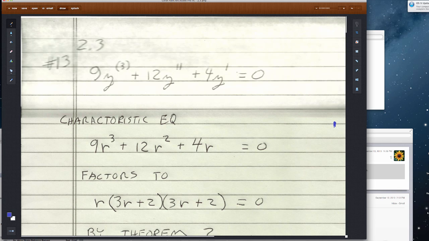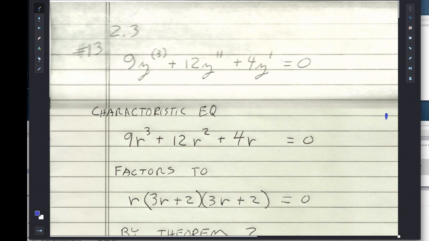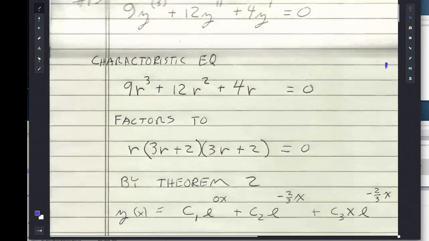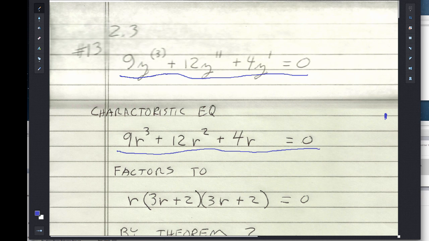number 13. Okay, so in this one what we're doing is we want to solve this differential equation, and we'll see that this is a third order differential equation. So what we do is we look for the characteristic equation, which is obtained by looking at the differential equation. Then you obtain the characteristic equation essentially by just rewriting the third derivatives as powers, and similar with the second derivative and the first derivative.